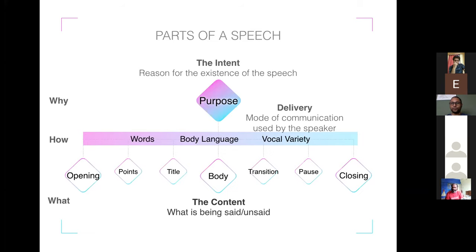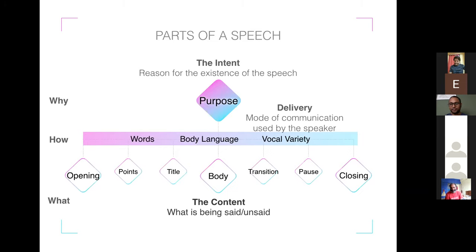Fair enough. Experiment. There is no right or wrong way. There is a way which will suit you. So basically, experiment. Go crazy. Any other question?